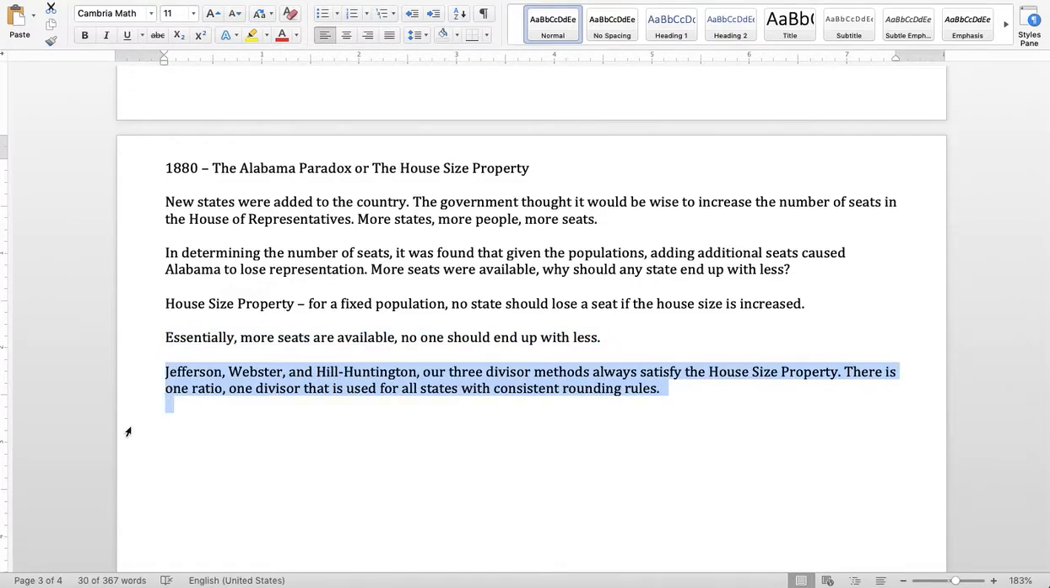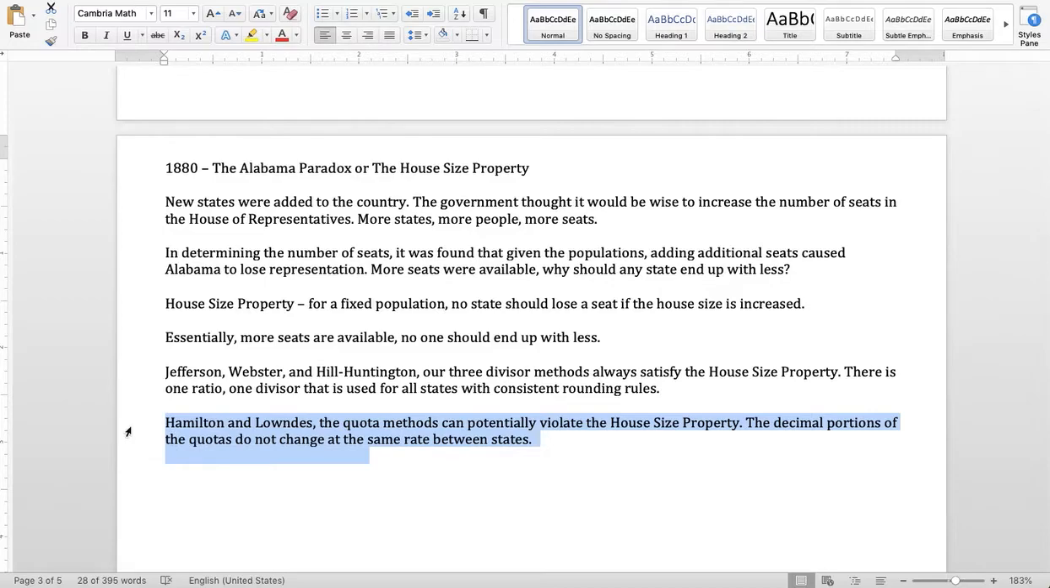Our 3 divisor methods, Jefferson, Webster, and Hill-Huntington, always satisfy the house size property. There's one ratio, one divisor. We pick that new divisor and everything is divided the same. They have consistent rounding rules all the way through. On the other side, Hamilton and Lowndes, our 2 quota methods, they do potentially violate the house size property. What happens is because we take that natural quota and some quotas we round up, some quotas we round down, those decimal portions do not change at the same rate between states. And this is what happened for Alabama.